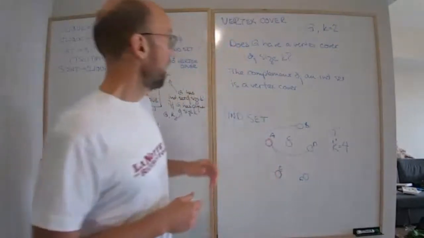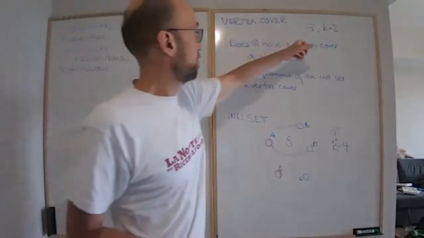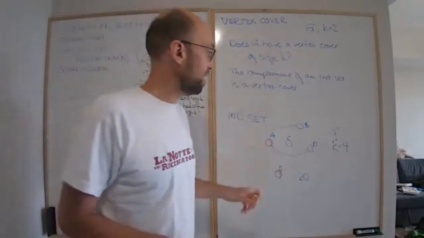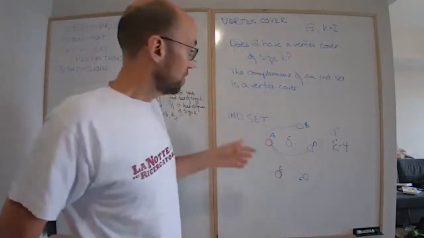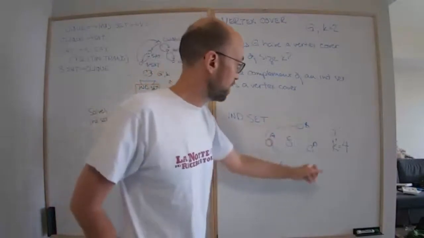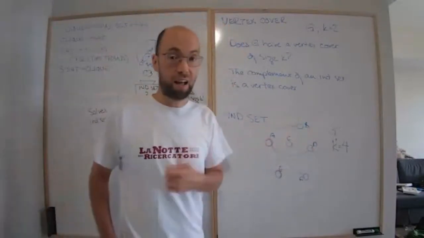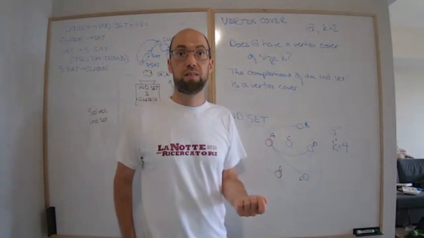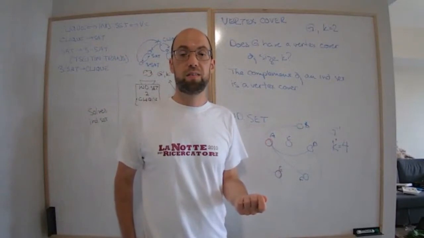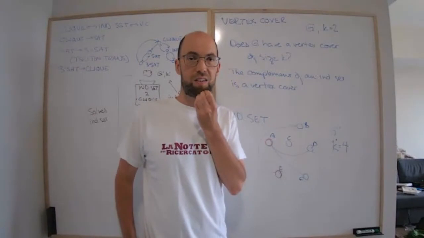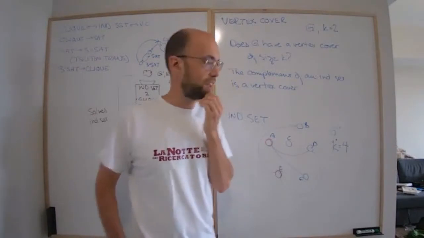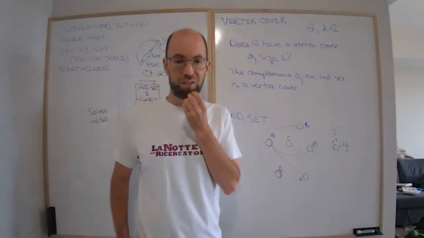So does G have a vertex cover of size k? Well, you can answer that problem by asking, does G have an independent set of size n minus k? Are people following? Okay, one person. Anyone else?